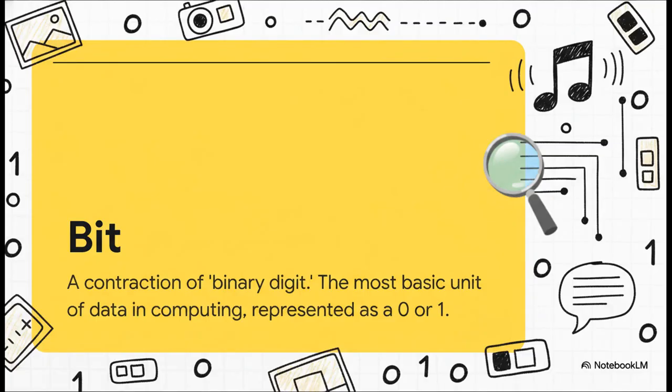Now, each of these little zeros and ones, they have a special name. It's called a bit, which is just short for binary digit. And honestly, this is the most important takeaway. Think of a bit as the single fundamental atom of all digital information. It's the smallest possible piece. Every single photo, every song, every text you've ever sent, when you get right down to it, it's just a giant, massive collection of these simple little on or off bits.